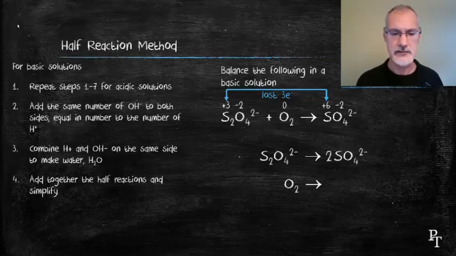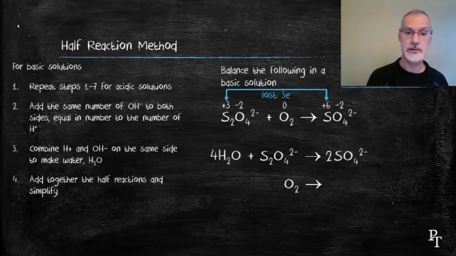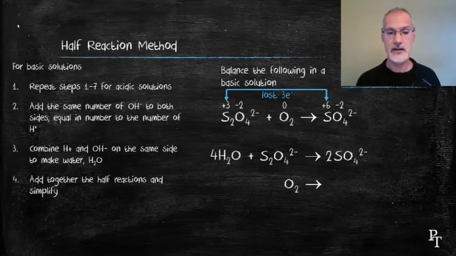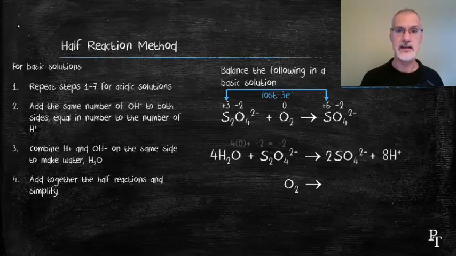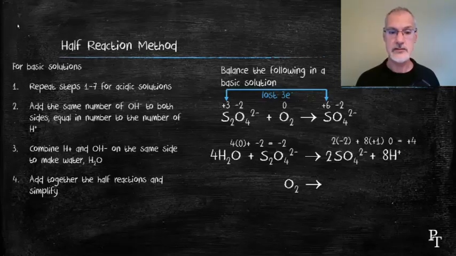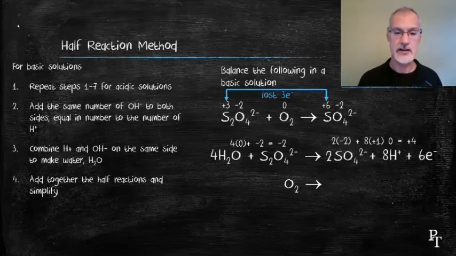Let's go back and balance the first one. I have to add 2 to balance the sulfurs. Then I have to balance the oxygens by adding the 4 water molecules and the 8 acid particles. The total charge on the left-hand side is -2, and the total charge on the right-hand side +4. I give the right-hand side 6 electrons to make it equal to the -2.